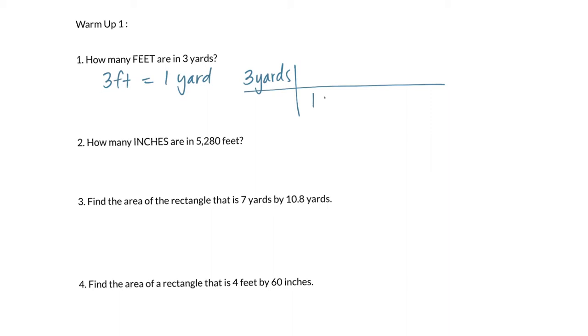So I'm going to put 1 yard on the bottom so that the unit of yards cross cancels, and then 3 feet will go on top. So now that I just have the unit feet left, I'm going to multiply across, and I end up with 9 feet over 1, which is just 9 feet. So 3 yards is 9 feet.